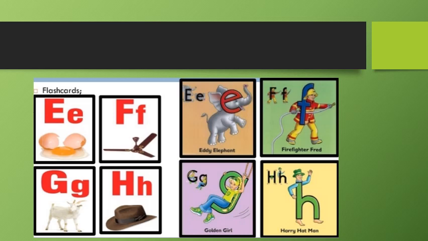Now, can you see the next flashcard? Which letter is this? This is letter G. And which letter land character is friend of letter G? Golden Girl is friend of letter G. And what is the phonic sound? The phonic sound of letter G is G.